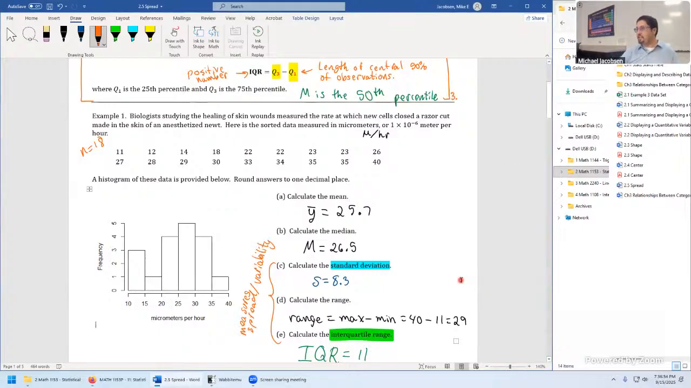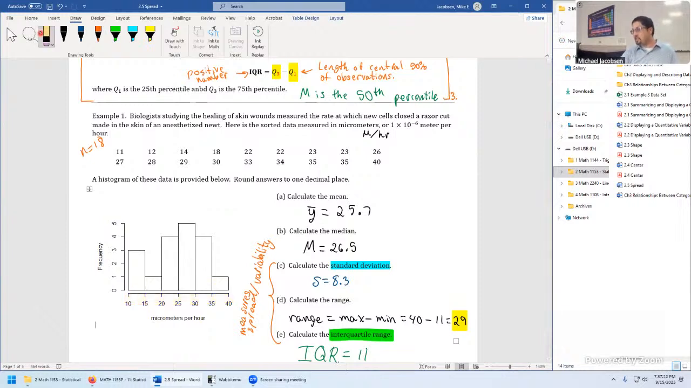So that's what they're supposed to do. The range is not too hard to see, right? The range is just the distance. You go from the minimum value, which is 11, all the way up to the maximum value, which is 40. And that's all the range is telling you: the length along the region your data occupies.